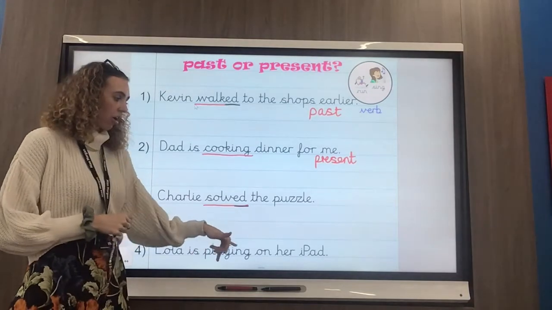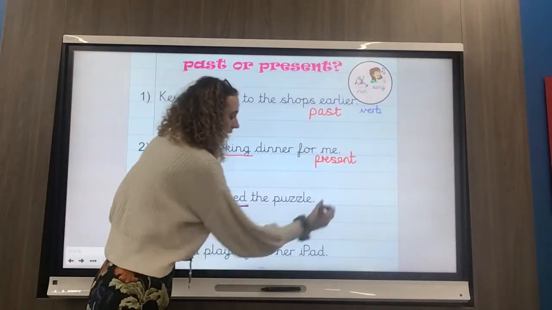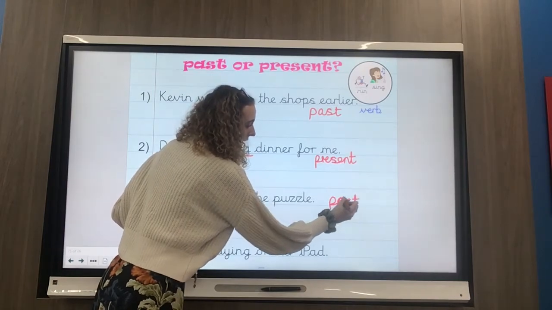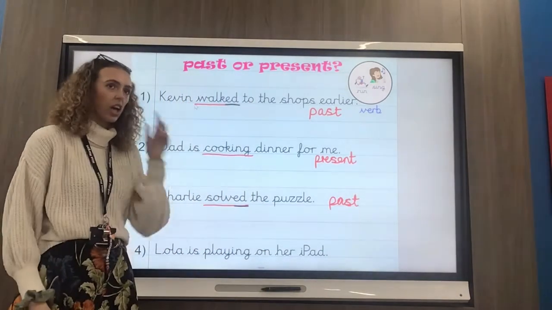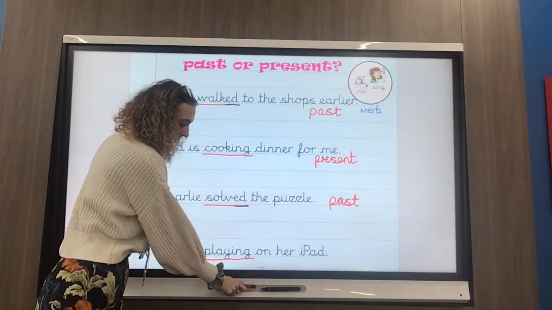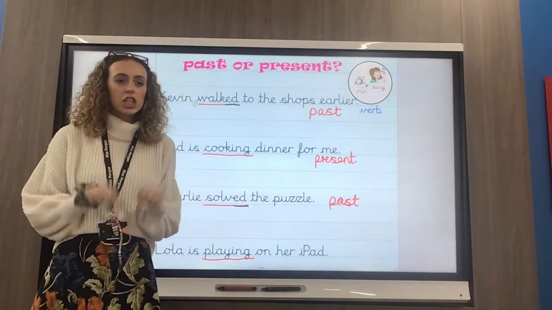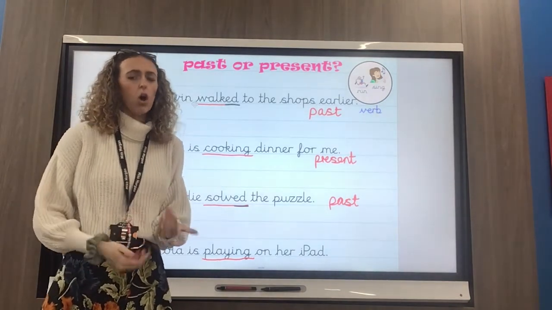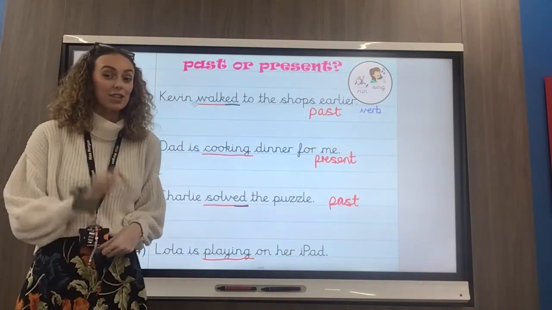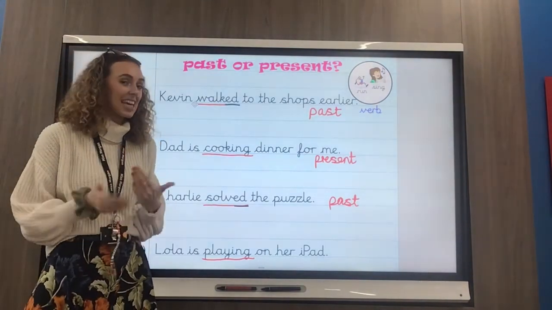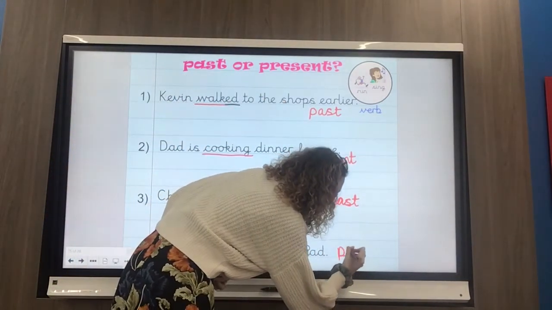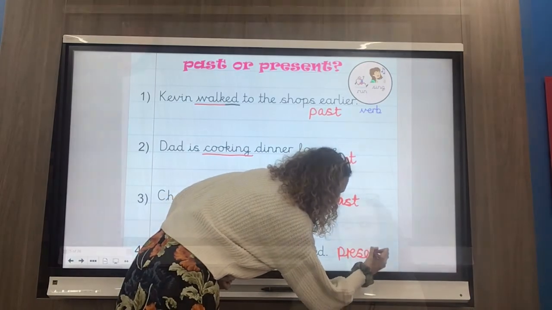Okay, number 4. Lola is playing on her iPad. What is my verb in that sentence? It's playing. Lola is playing on her iPad. Is she doing that right now in the present? Or has she already played on her iPad? She is doing it now. Now she is playing. So that is the what? The present tense. Well done if you got all of those correct.